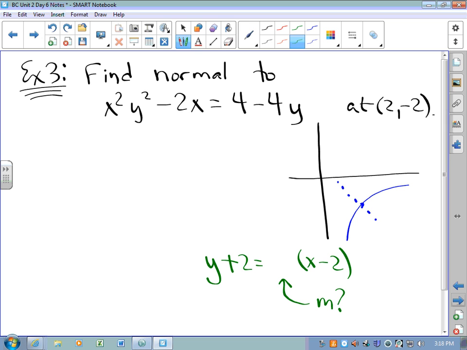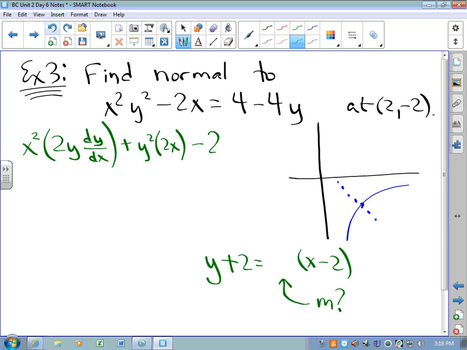It's y minus y1 equals the slope times x minus x1. So I need a slope, and to do that, I'm going to take the opposite reciprocal of the derivative of that. So product rule: first times derivative of second, remembering chain rule, plus second times derivative of first. Minus 2, because the derivative of 2x is 2. Derivative of 4 is 0. Derivative of y is dy/dx.